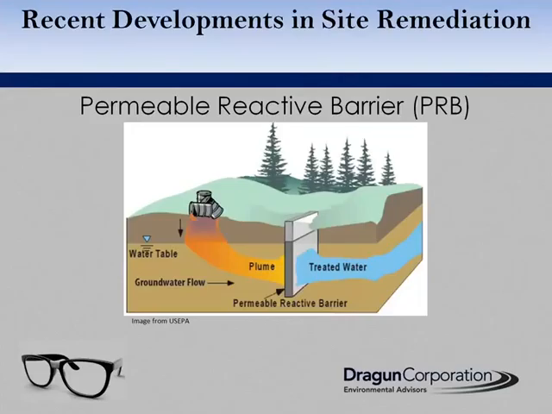The other area where there are some advances going on is permeable reactive barriers. PRBs themselves have been around for a long time, and the idea behind a permeable reactive barrier is you install a wall of reactive material that, as the groundwater flows through it, is treated and you get clean water on the downstream side. Where there have been developments is in how these things are being installed and some of the materials that are being used for the treatment.